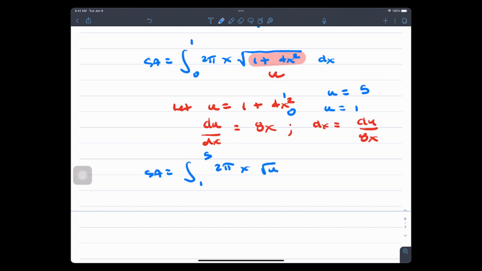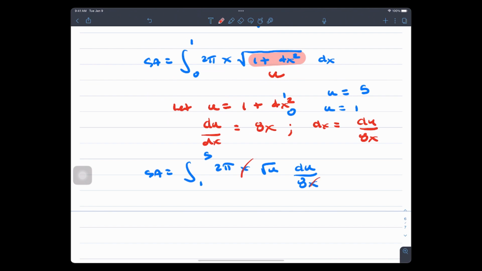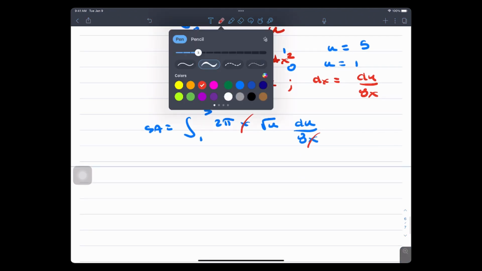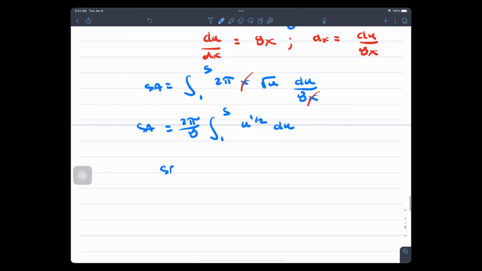So dx will be du over 8x. Okay, so you get to cancel that x. So pull out your constants: 2 pi over 8, we integrate from 1 to 5, u to the 1/2 du, pi over 4. You get now u to the what? 3 halves over 3 halves. We evaluate this from u as 1 to 5.